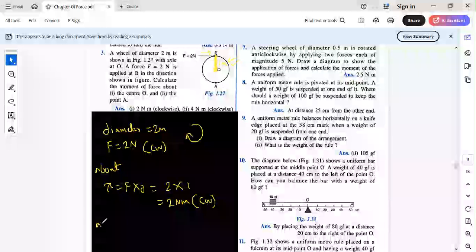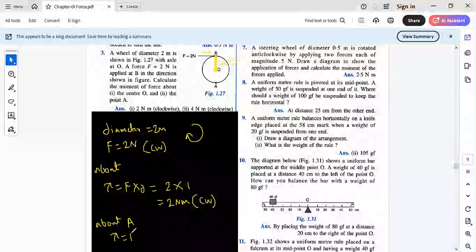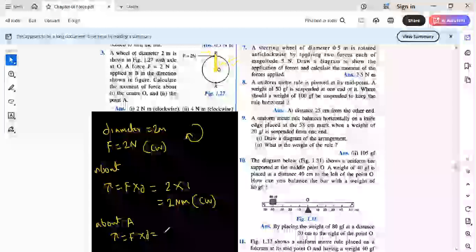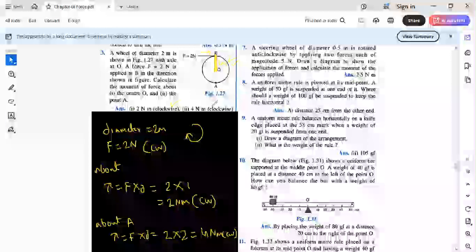Now, when we see the next part, it says about point A. So about A, it would be force into perpendicular distance, and in this case it is equivalent to the diameter, which is 2. So we get the answer as 4 Newton meter clockwise. You can see these are the answers available here in the answer key as well.